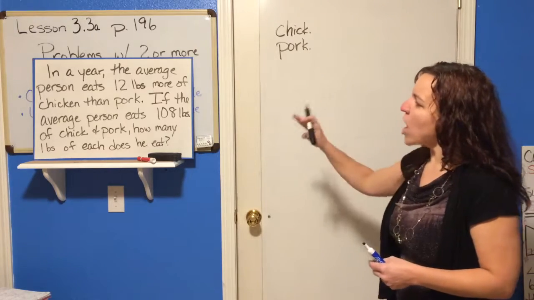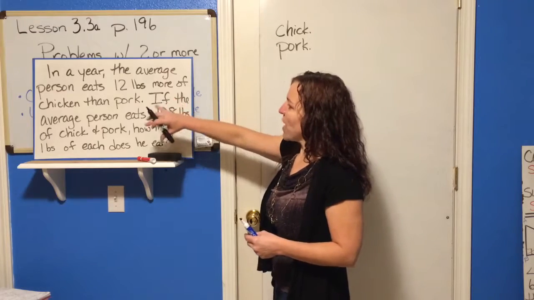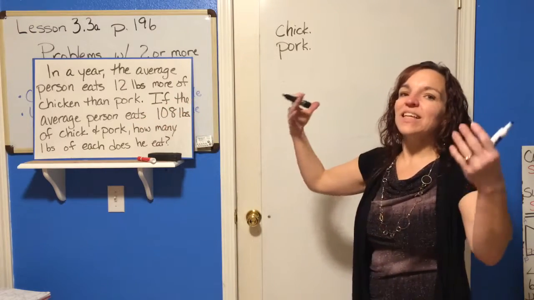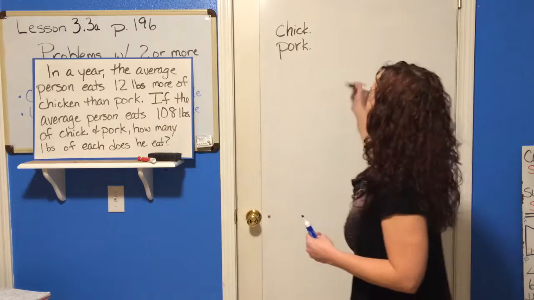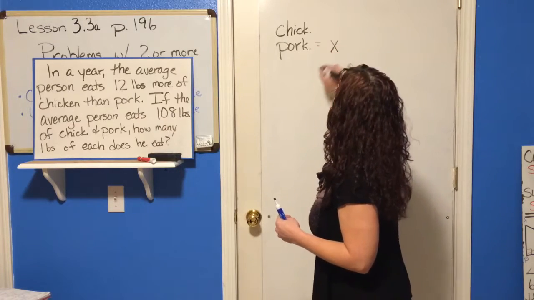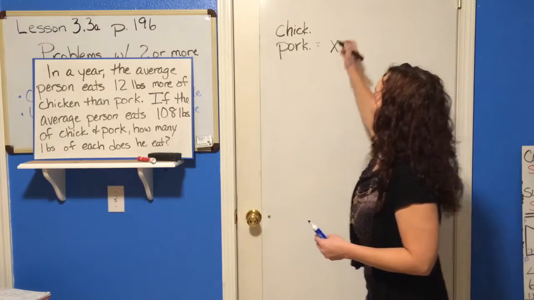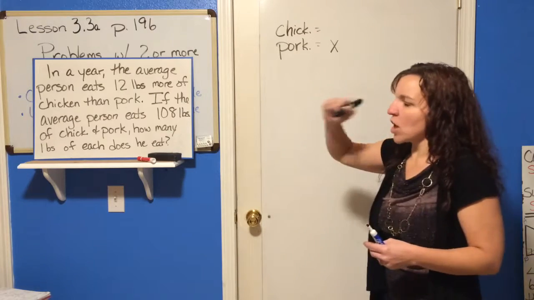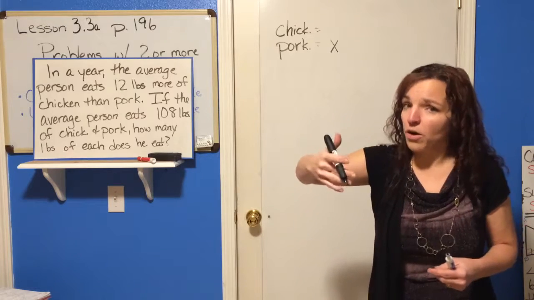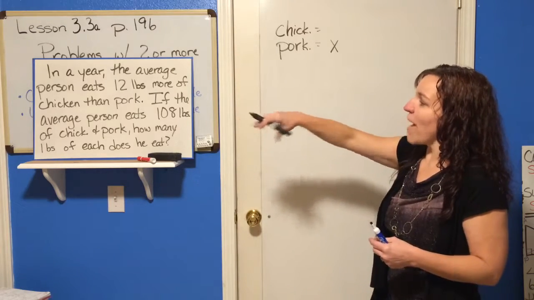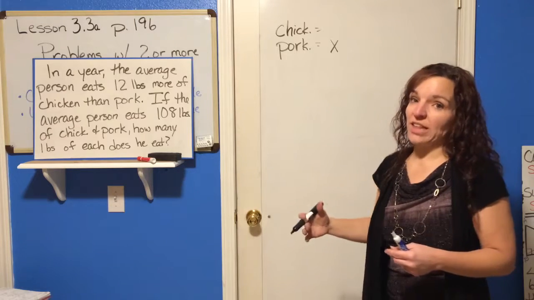Let's see, it talks about 12 pounds more of chicken than pork. So it's talking about the chicken. So let's call the pork the x, because the chicken is what we talk about. It is what it gives more information about. So x is our pork, and the chicken is talked about in relation to the pork. So the person eats 12 pounds more of chicken than pork.